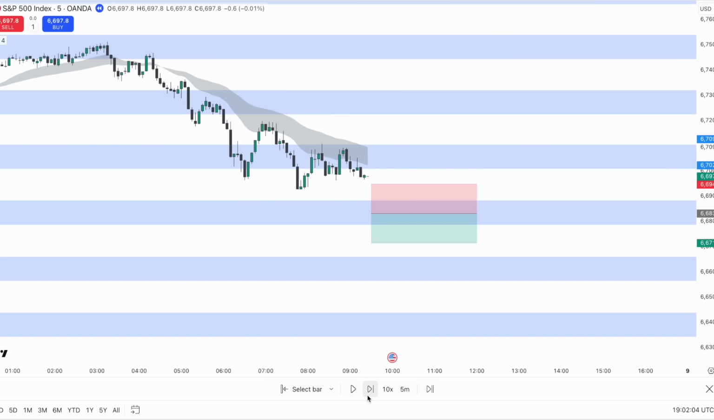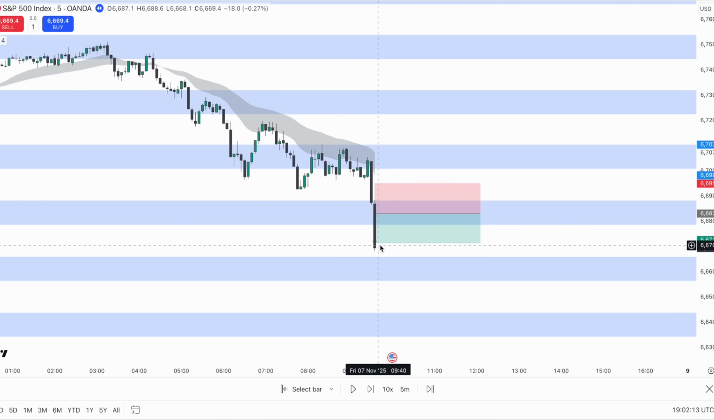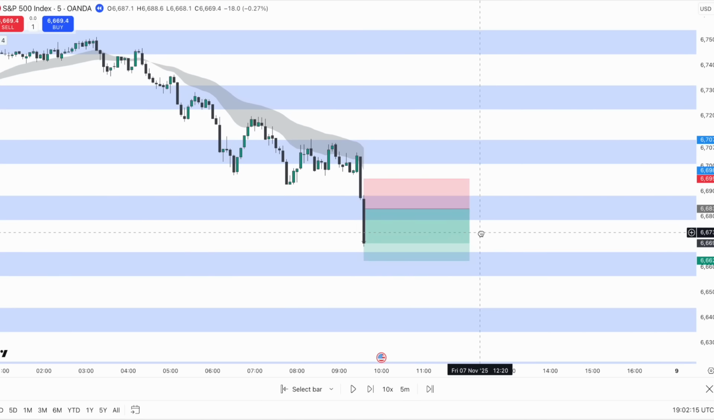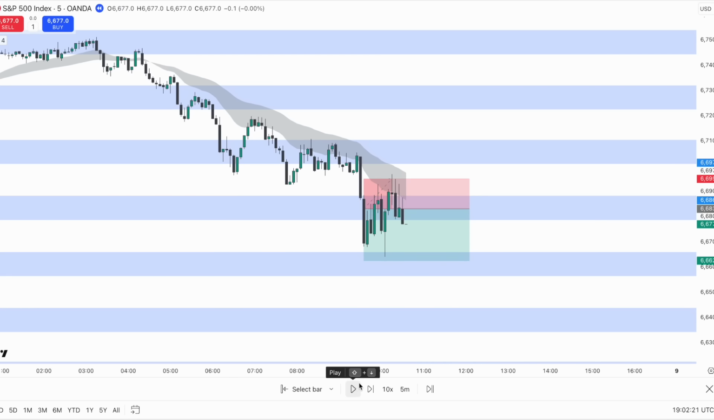So we see a very sharp drop, and now we'll start entering short, same as always. Stop above market structure, halfway between the two levels, and target at the next level. Now let's see what happens. And for this trade, we ended up getting stopped out.